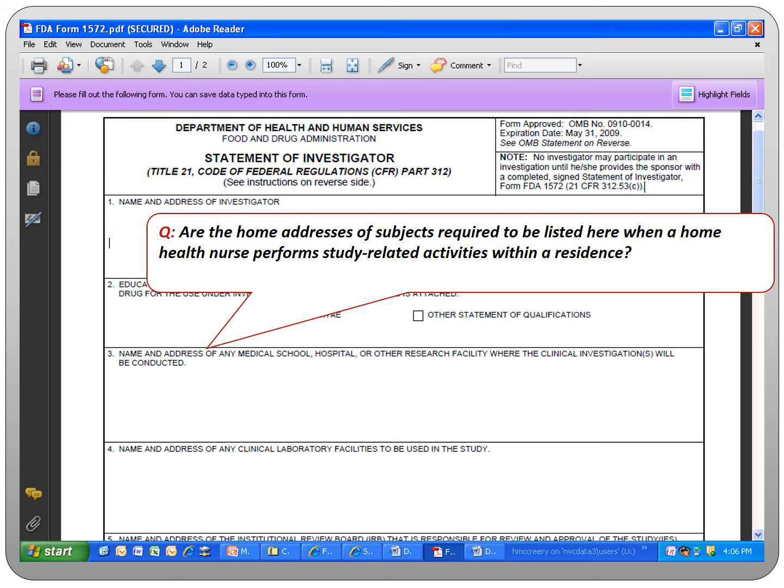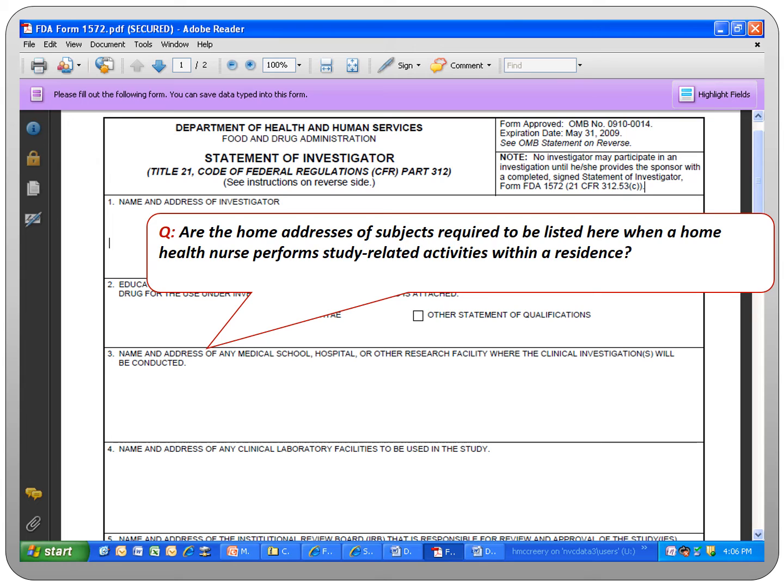This is a good question. So if you have a home health nurse that performs study-related activities at the home addresses of subjects, do you have to list the home addresses of those subjects? So we're saying where clinical investigations will be conducted. So if you have a study where a home health nurse shows up at a patient's house, draws some PK samples, for example, does that count?